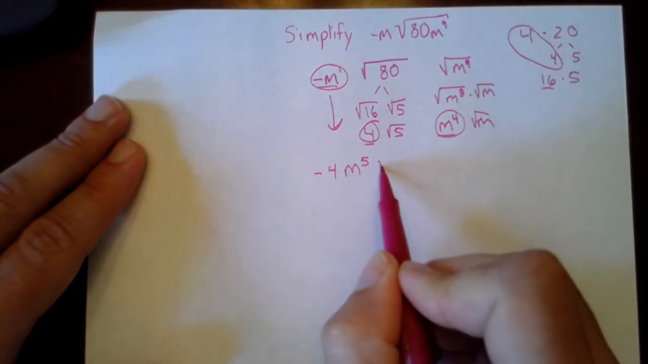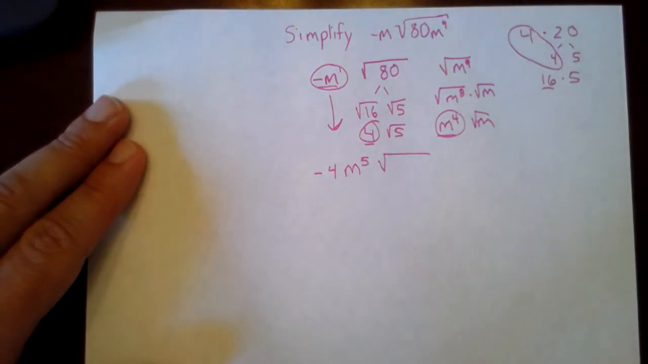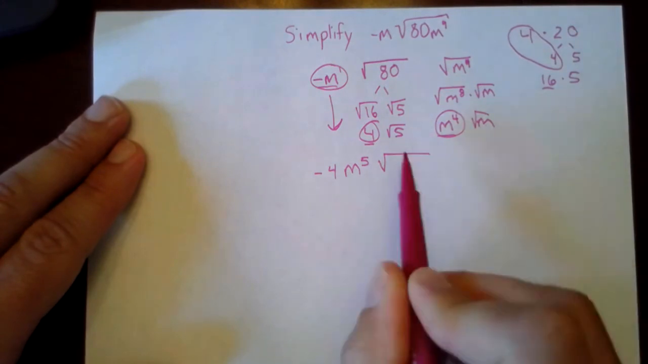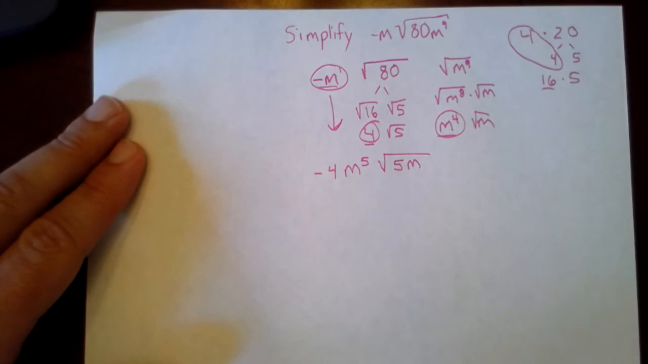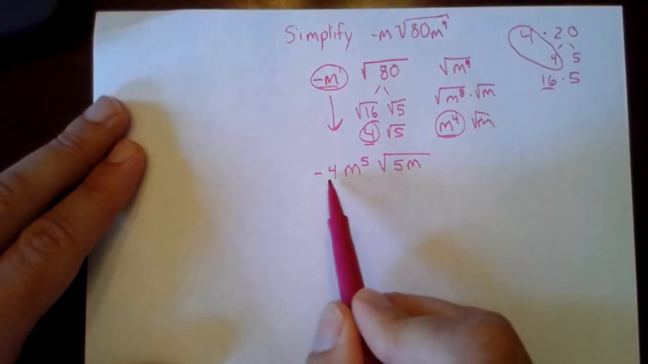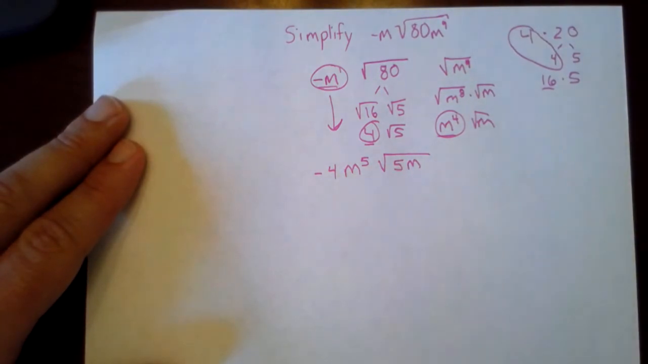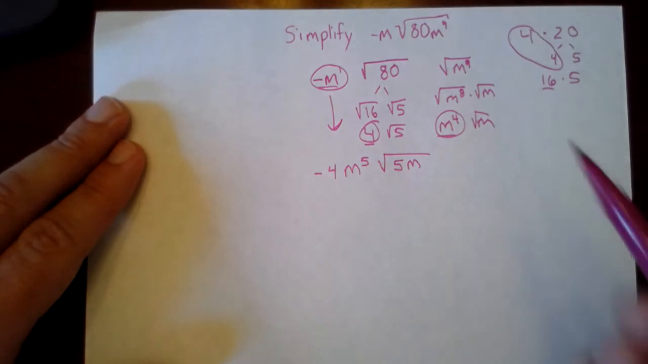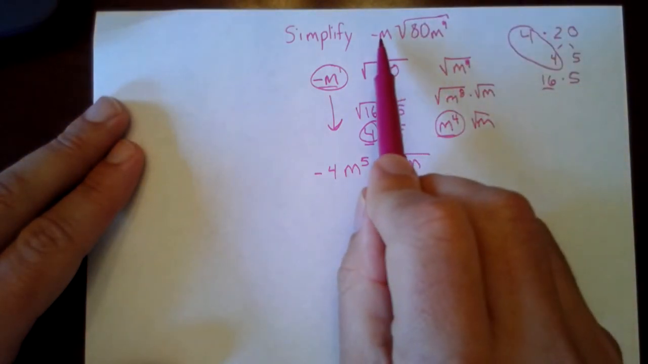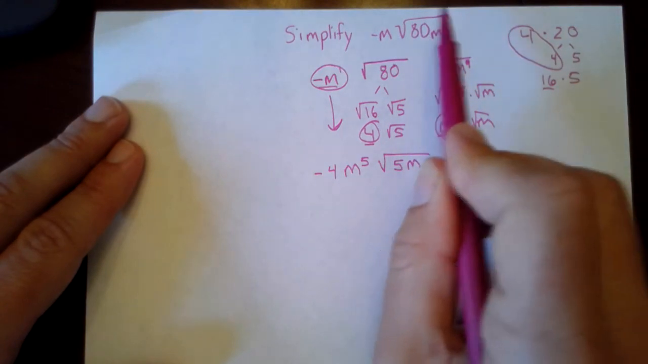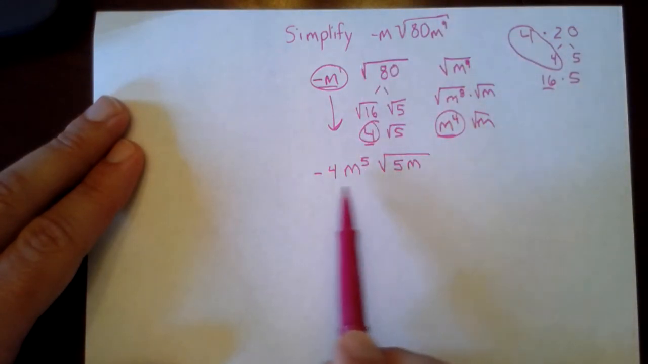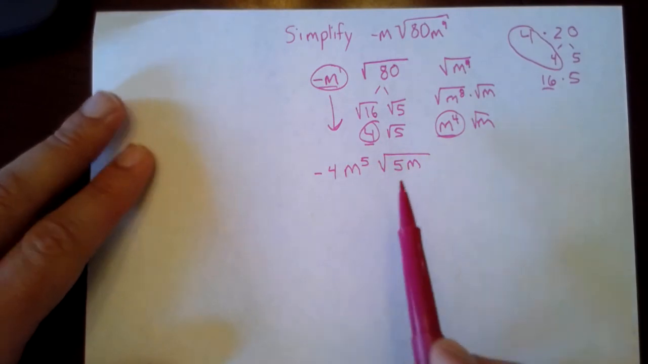Now I'm not done. I'm still going to have a radical. What's left under the radical? We have a 5, we have an m. We want to do 5m. Please note that the constant does come before the variable. It's just more proper that way. But when we simplify negative m root 80 m to the ninth, it breaks all the way down into negative 4m to the fifth, root 5m.